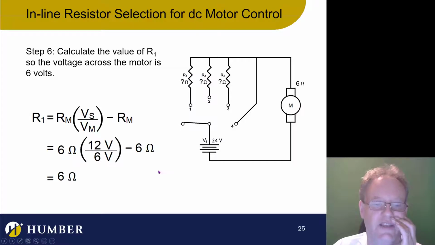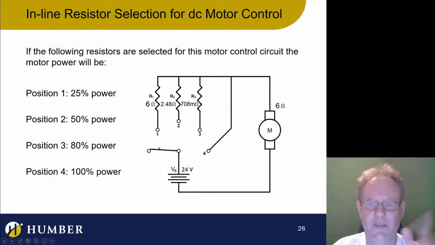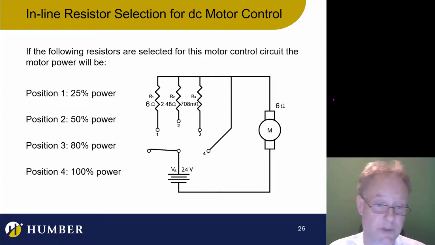So in this case, yeah, 6 ohms. Oh, is it the double slide? Oh, I think I just backed up. Okay, so now here we go. So position 1 is 25% power. Now position 2 is 50.